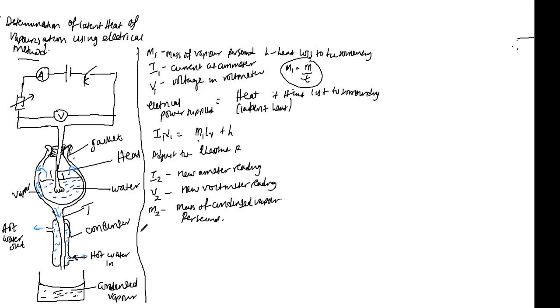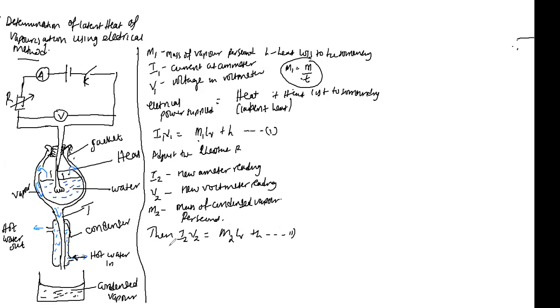So even here we shall have I2 V2 equal to M2 LV plus H to give us equation 2, when you already attained equation 1. So this is the set of equations which comes as a result of that adjustment of the rheostat R to give us a new reading for current and a new reading for voltage until we attain a steady state. So at steady state, the power supplied is equal to the power absorbed by the water in a given time, which is the rate of mass flow.